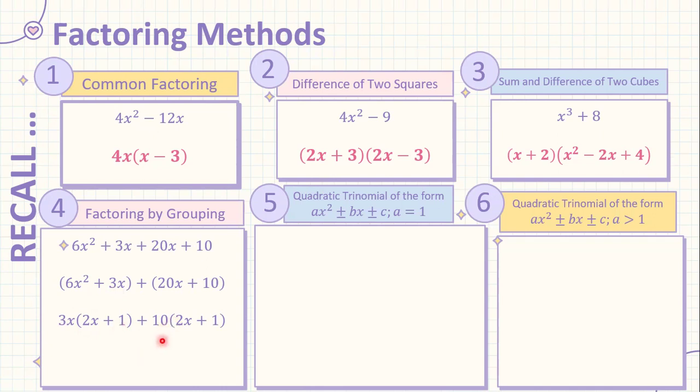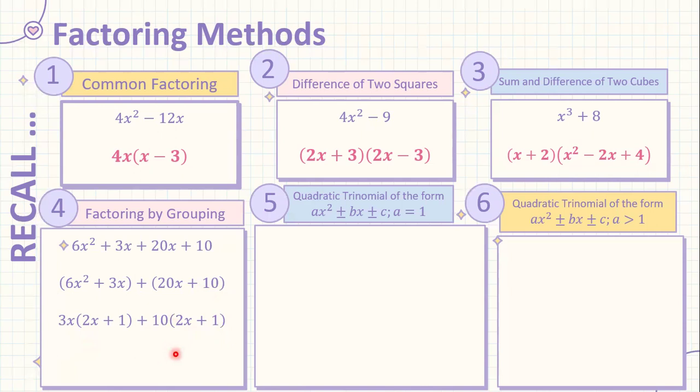Next here, if we have 10 as the common factor, to make it 20x we need the factor 2x, because when you multiply 10 times 2x, it will give you 20x. And for us to have 10 here, we just multiply 10 by 1. So we take the ones outside and make them a group.